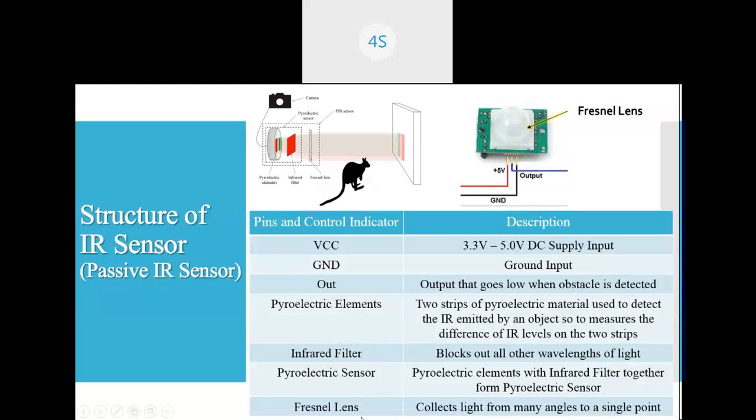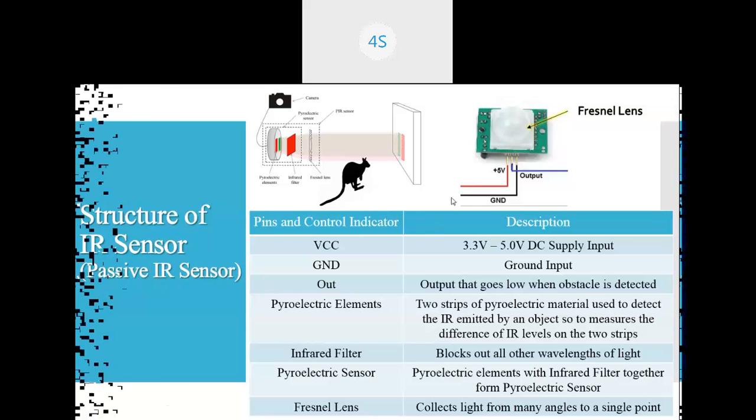It also has another component known as the Fresnel lens. It's a special type of lens that is used to collect light from many angles onto a single point on the pyroelectric elements.